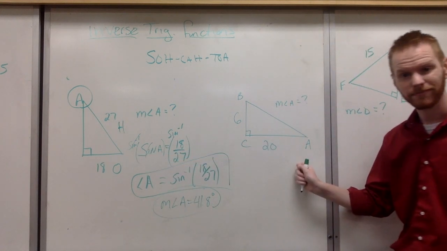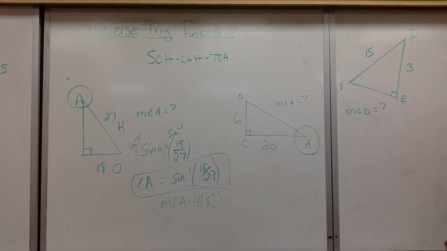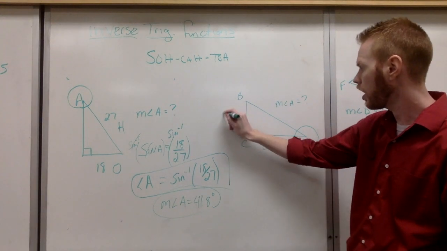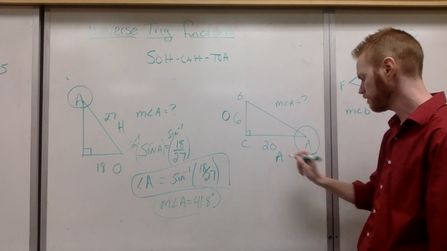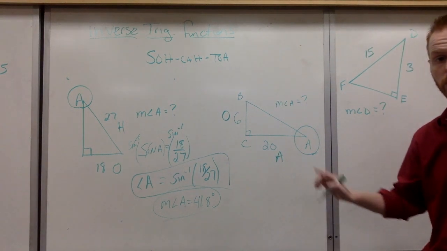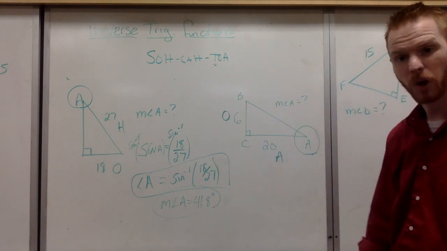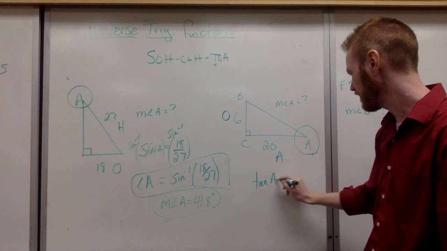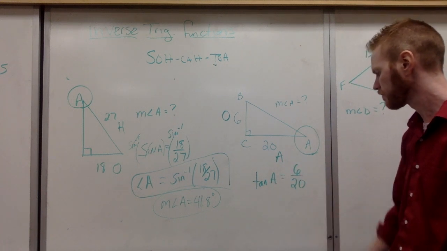All right, next example. So I'm looking at angle A again, and I'm going to do the same process. I'm going to locate what the sides are. 6 is my opposite side. 20 is next to angle A. That's my adjacent. What trig ratio deals with O and A? It's going to be tangent, TOA. All right. Tangent of A is going to be 6 over 20.